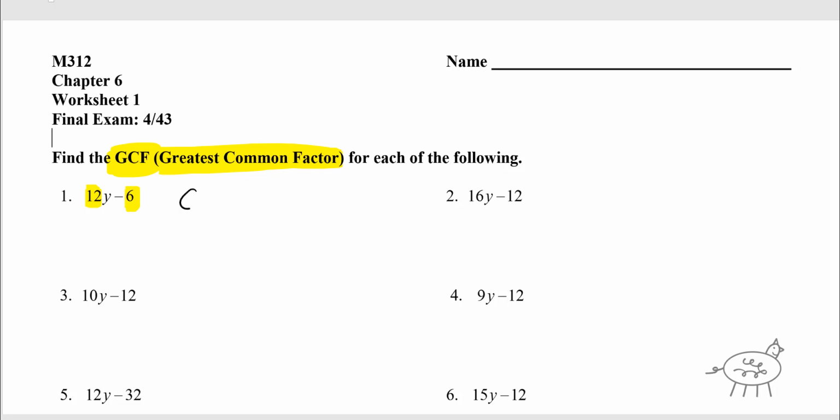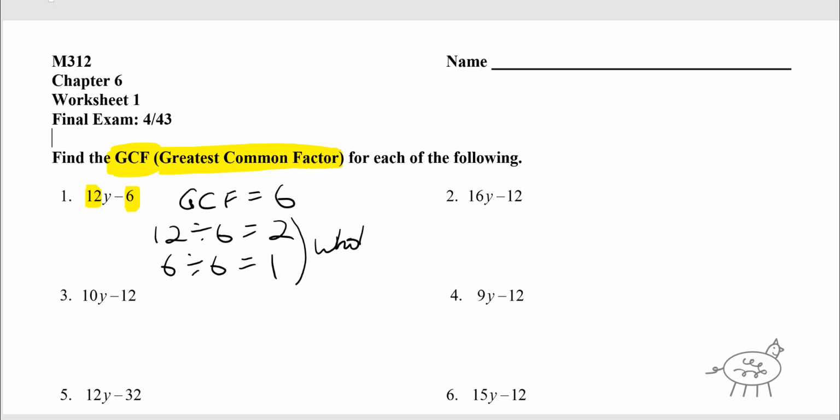The GCF is 6, because if you put this in your calculator, 12 divided by 6 is 2, and 6 divided by 6 is 1. Because these are whole numbers, 6 is my greatest common factor. That's kind of how you do that.